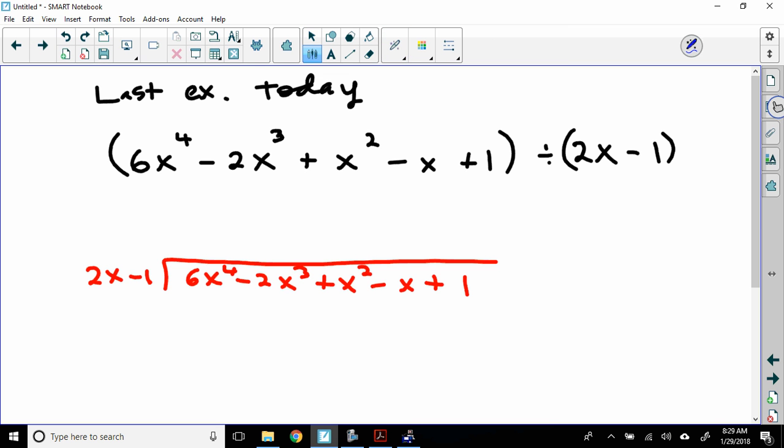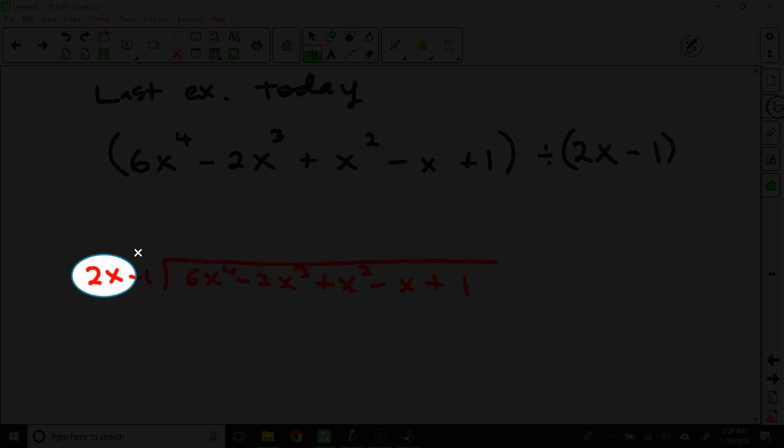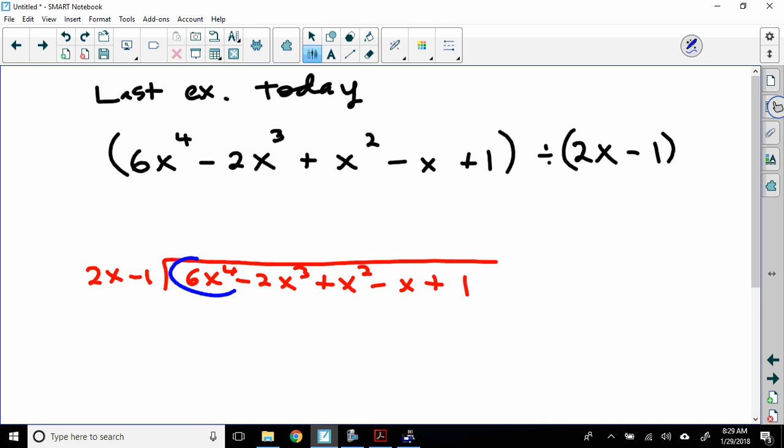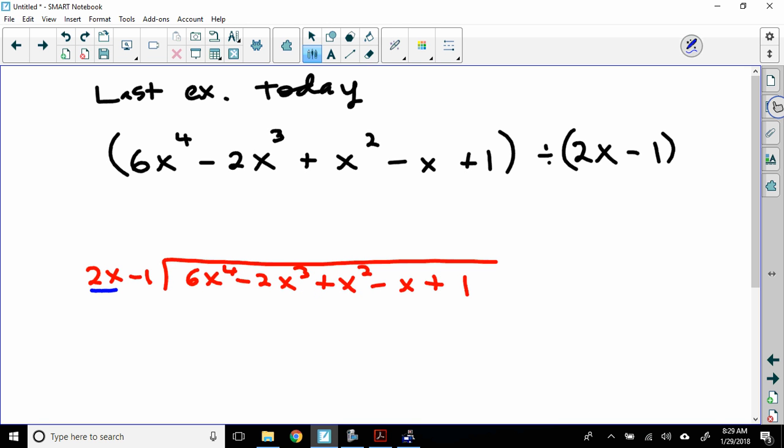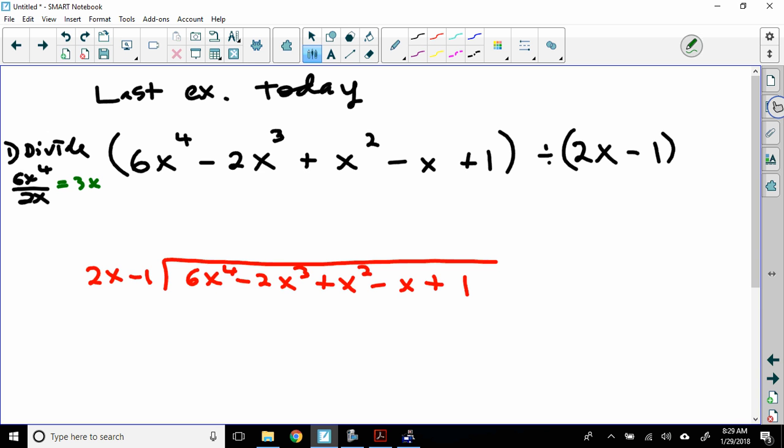We're just going to look and see, okay, I know that I'm going to have to see how many times 2x goes into 6x to the fourth. How many times does 2x go into 6x to the fourth? So that's the first step of dividing. The first step of dividing is divide. And in this case, we're dividing 6x to the fourth by 2x. So it's going to be 3x to the third. Good. So it's going to be 3x to the third.